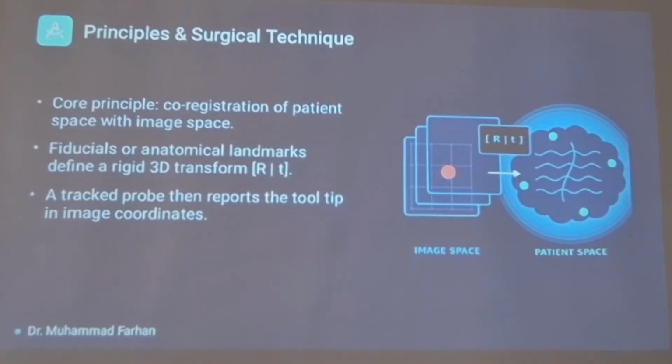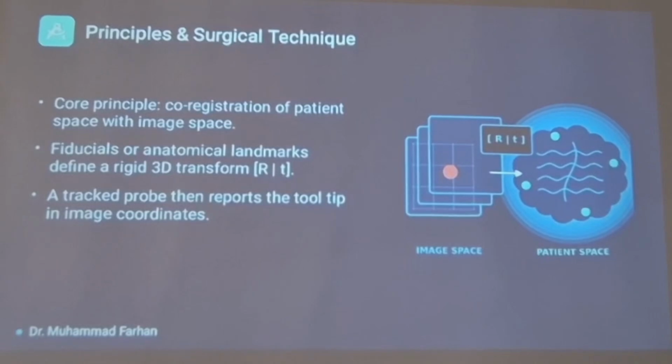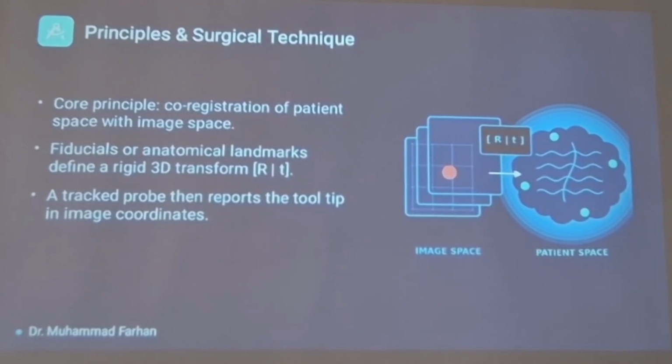During registration, different techniques can be used, such as fiducials, which are surface landmarks that are placed on the skull or scalp of the patient, which can guide about the anatomical locations of the patient. And then a tracker or probe, which may be a surgical instrument, can be placed over the skull or scalp of the patient to localize different areas.